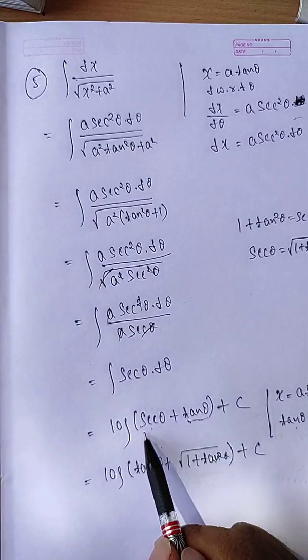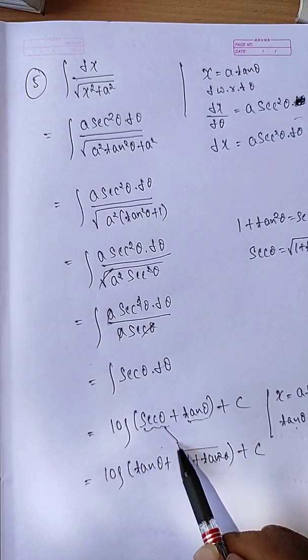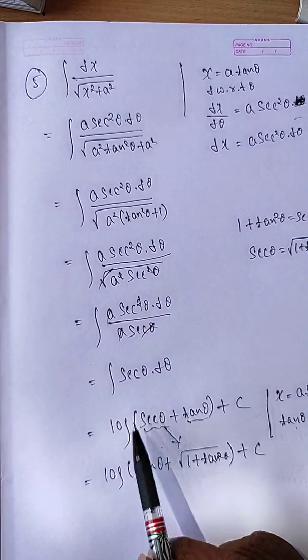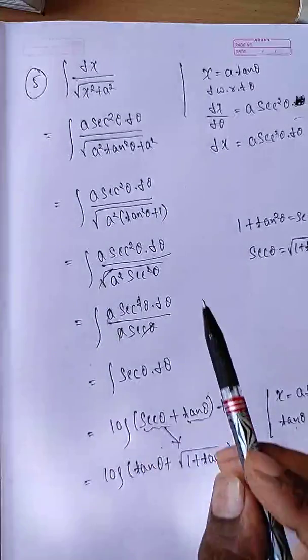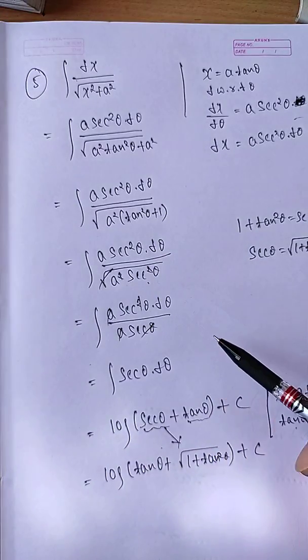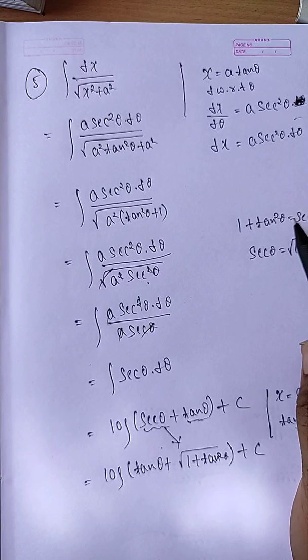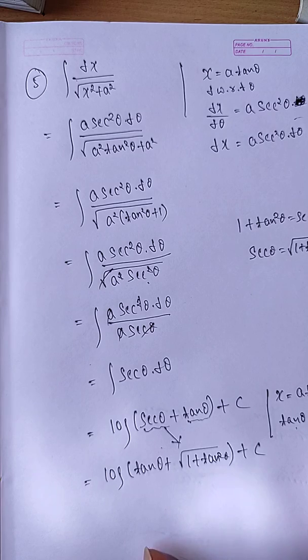Is it clear? I am replacing the secant theta as root of 1 plus tan square theta because we have a substitution for tan theta. We don't know about the secant theta. What is 1 plus tan square theta? It is secant square theta. Now what about the secant theta? Secant theta can be written as root of 1 plus tan square theta. Now I am replacing the tan theta. What is the replacement of tan theta? Tan theta can be replaced as x by a.